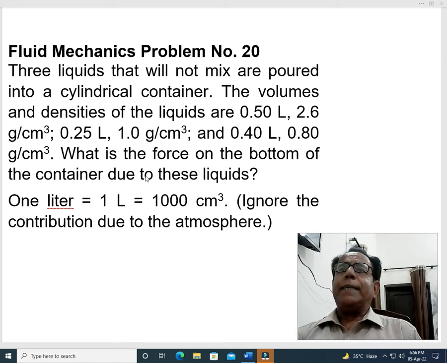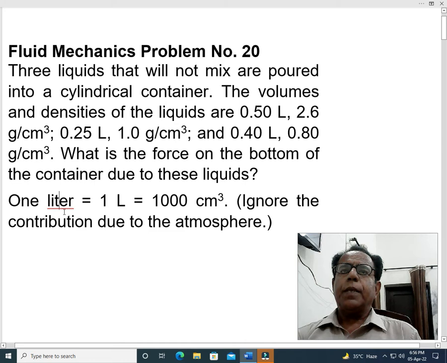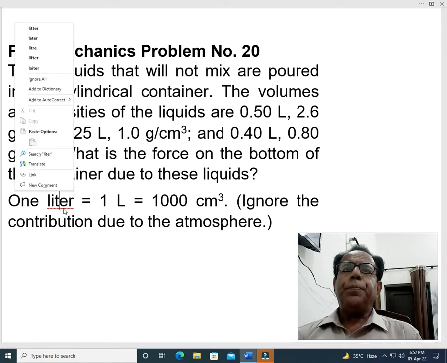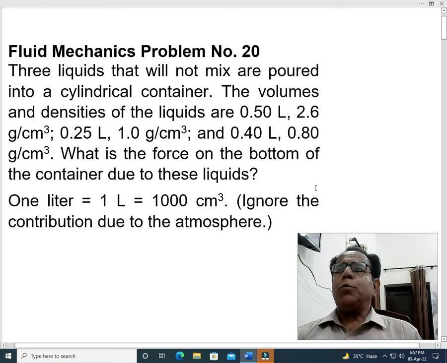This is our next problem number 20. Fluid mechanics, problem number 20. As usual, we first come towards the statement.